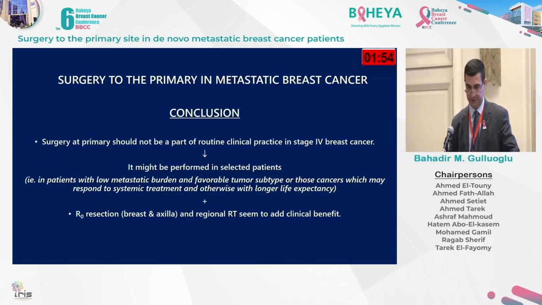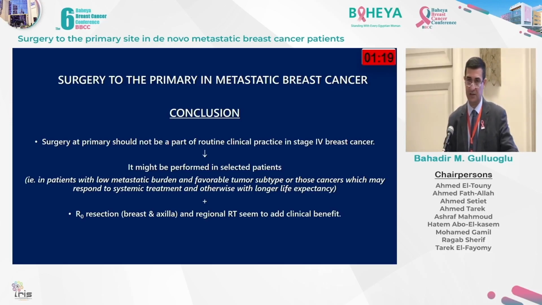So as a conclusion, it's still debatable that surgery should be done in all metastatic cases. We can't say this, but we may have some notes from these 6 studies. And as a common thing, excluding the first 2 studies, all of them are showing that if you have a solitary bone metastasis, if it's an oligometastasis, if it is a luminal A or luminal B tumor, there might be an advantage to do surgery in these cases.